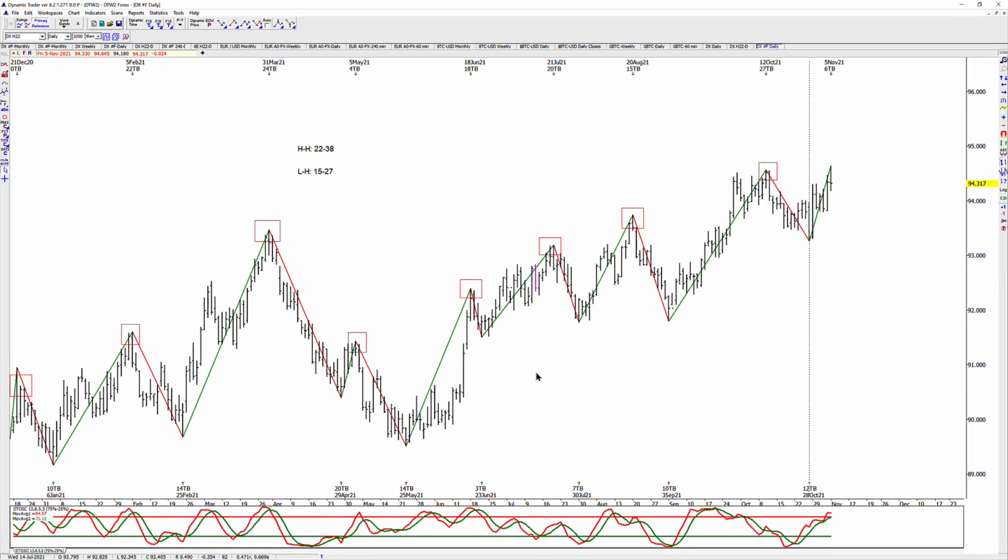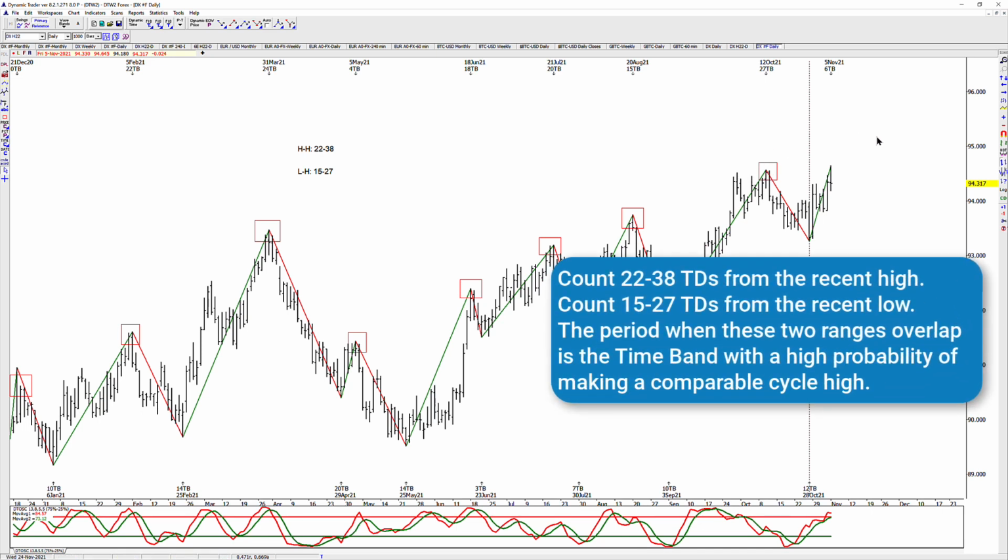So now the objective here is we're going to count from the most recent completed high, 22 to 38 trading days. And then from the most recent low, we're going to count 15 to 27 trading days. And the period of time that is a time band is when those two counts forward overlap with each other. So let me go ahead and do that.